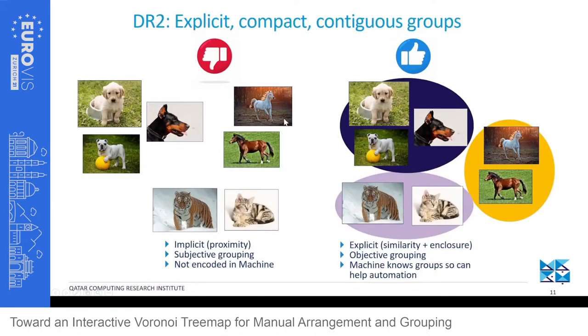Why do we want explicit grouping? On the left, you have an implicit grouping based on proximity, so it can be ambiguous, and it's only in the user's head. It's not encoded in the machine. On the right, we have an example of an explicit grouping, where the machine knows about the groups based on these color-coded areas. So the machine can assist the user in the arrangement and grouping task.